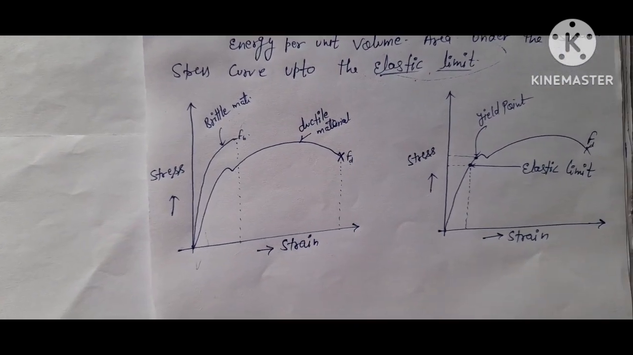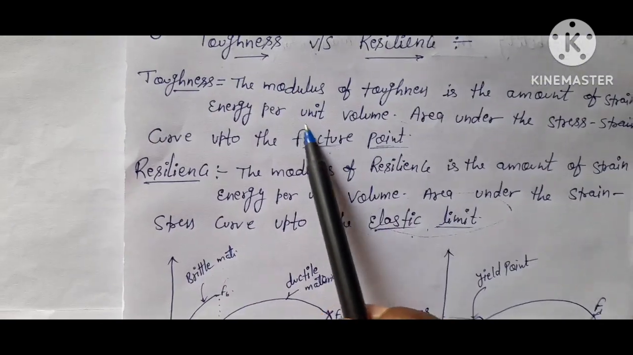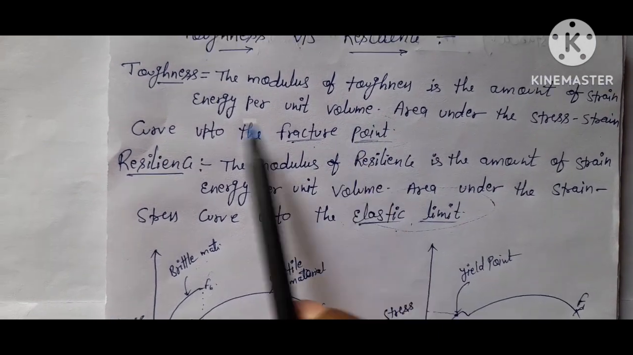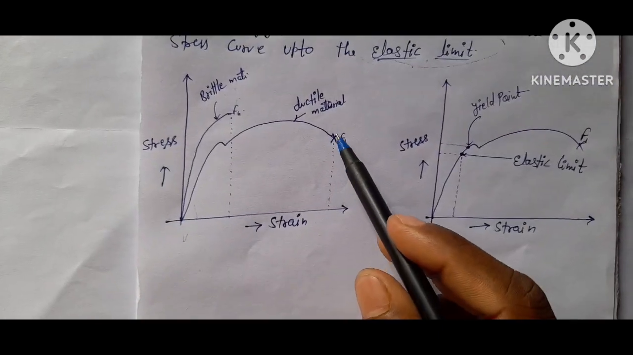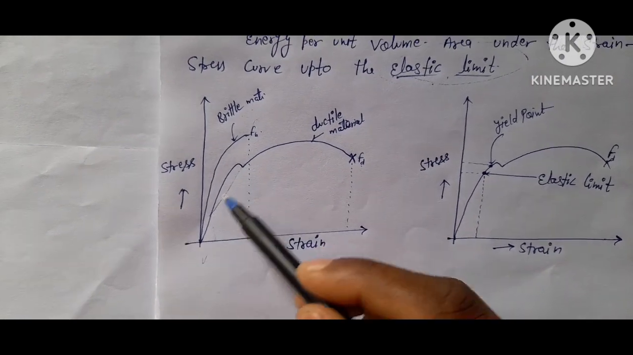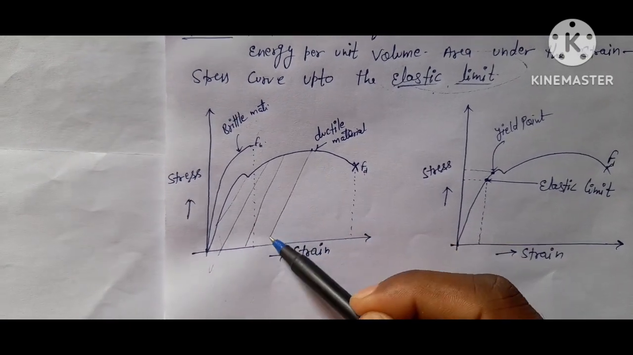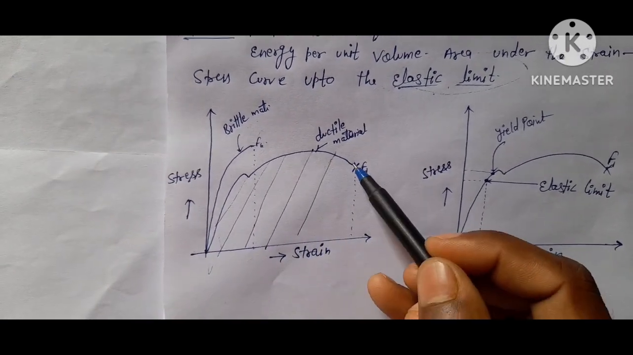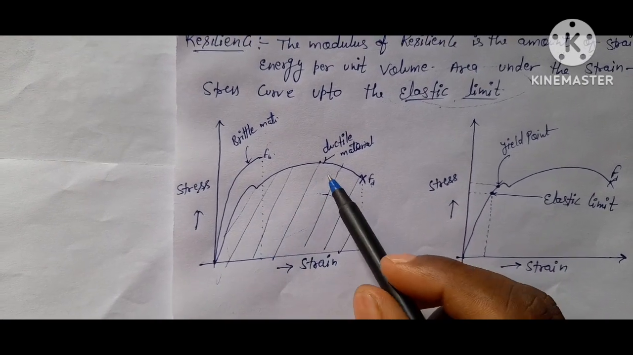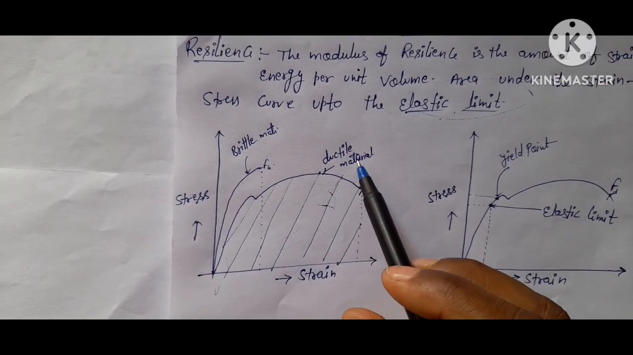So friends, what is this graph showing? The area under the stress-strain curve up to the fracture point is known as toughness. This is the fracture point for the ductile material. If you take this area, then this area is known as toughness. This total area up to the fracture point is known as toughness for the ductile material.